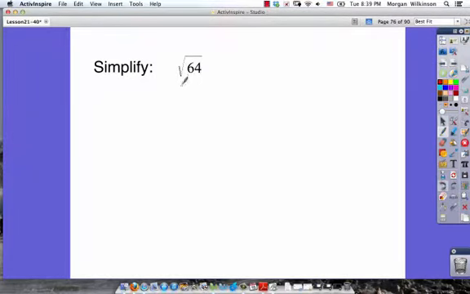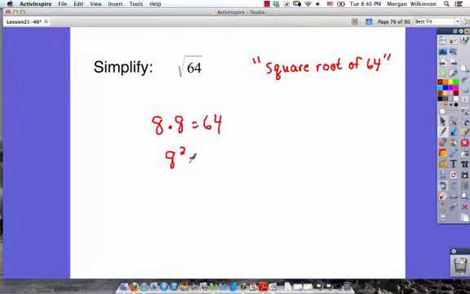Okay, now this is a different symbol. What we have here is the square root of 64. We can write that out. Now the square root of 64, what that means is what number times itself equals 64? Well, can you tell me what number times itself is equal to 64? Hopefully you said 8, because 8 times 8 is equal to 64. Or we could say 8 squared equals 64.